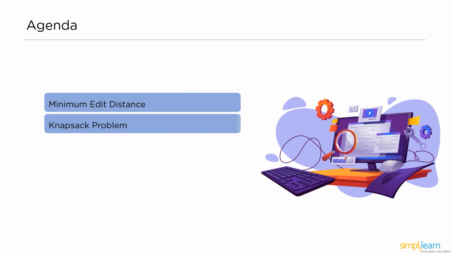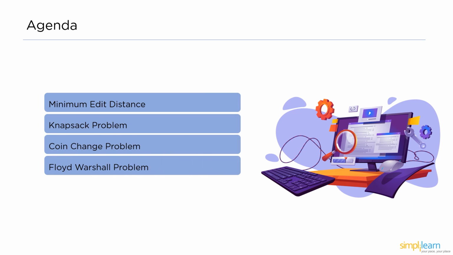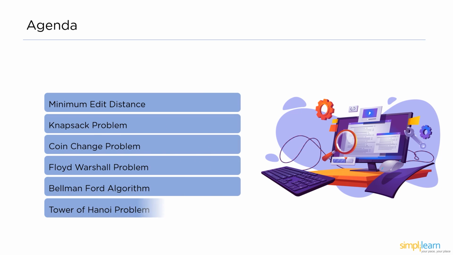Now we will get into some popular dynamic programming problems, which are the Knapsack problem, the coin change problem, Floyd-Warshall algorithm, Bellman-Ford algorithm, and finally we will conclude by discussing the Tower of Hanoi. I hope I made myself clear with the agenda, so let's get started.